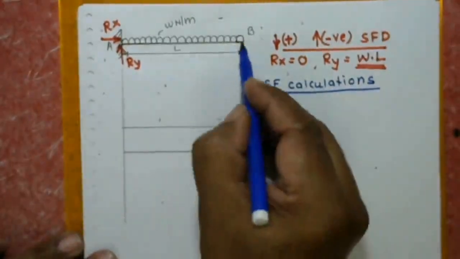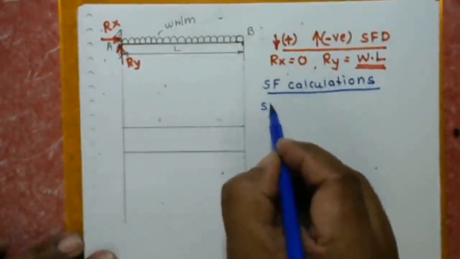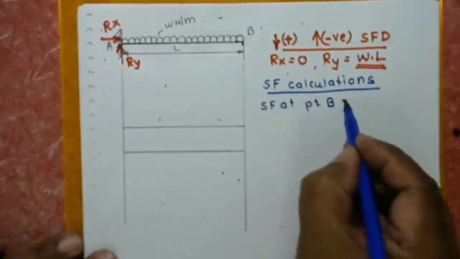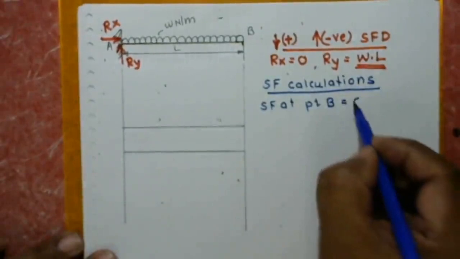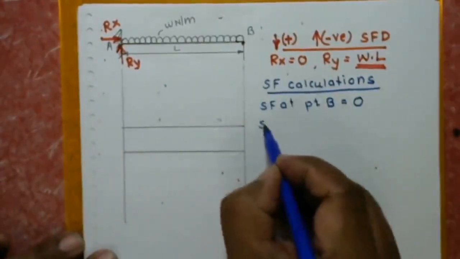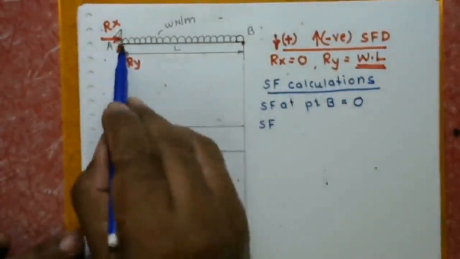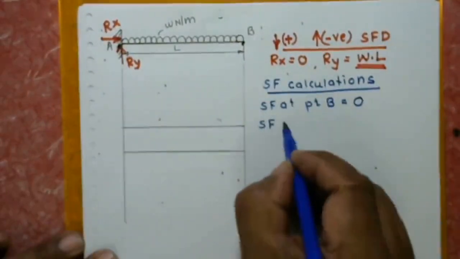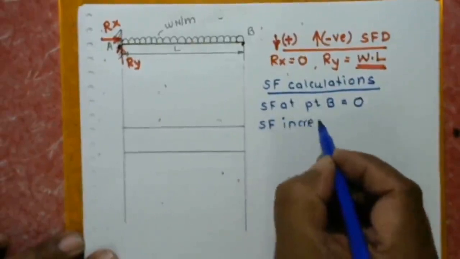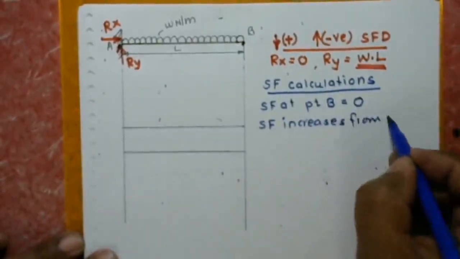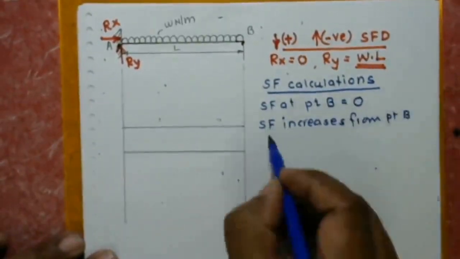Now at point B, shear force at point B is equal to 0. No force is acting at this point, so it is 0. But now UDL is acting between the points B and A here. So we may say here shear force increases. Shear force increases from point B to A.